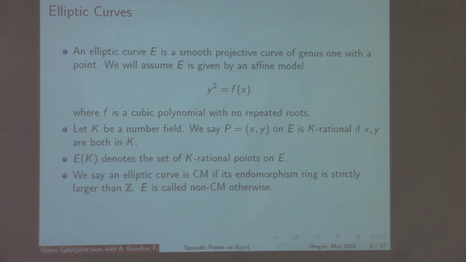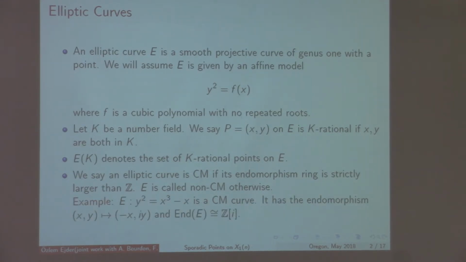And then somewhere in the talk we'll say non-CM curves. That just means that an elliptic curve over a number field can have an endomorphism ring as Z or something a little bigger. If it is strictly bigger than Z, then we call it CM, an elliptic curve with complex multiplication.